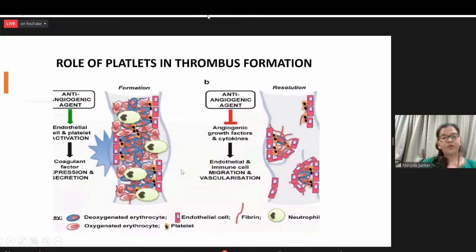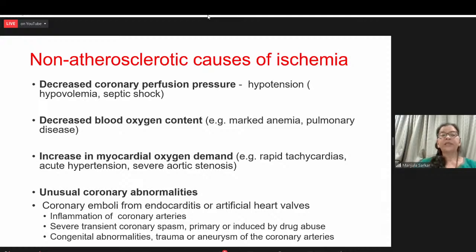Now, the role of platelets in thrombus formation, all of us know, whether we are cardiac anesthetists or non-cardiac anesthetists. Whenever there is an injury, platelets collect and a thrombus forms. Angiogenic growth factors and cytokines lead to endothelial and immune cell migration, and vascularization occurs. What happens when atherosclerosis is not there? Non-atherosclerotic causes of ischemia include decreased coronary perfusion pressure, whatever the cause, and decreased blood oxygen content, again from any cause. Also, increased myocardial oxygen demand because of rapid tachycardia, acute hypertension, or severe aortic stenosis; these causes can be taken care of. Unusual coronary abnormalities include inflammation, severe transient ischemia, and congenital defects.